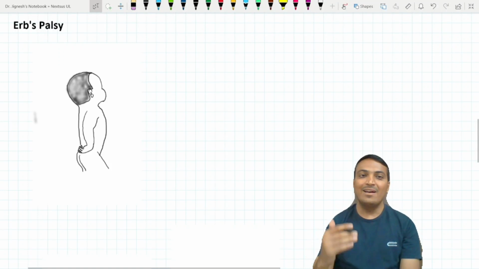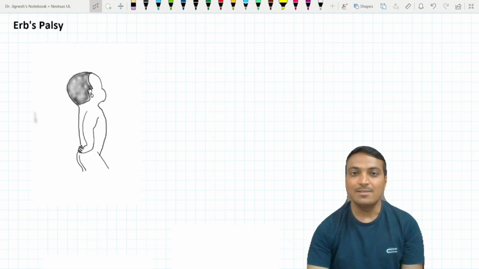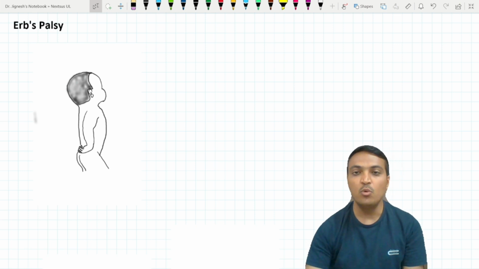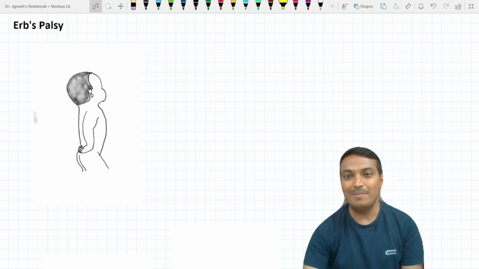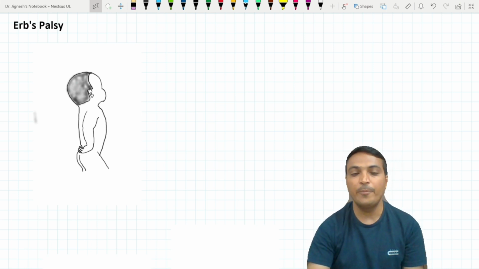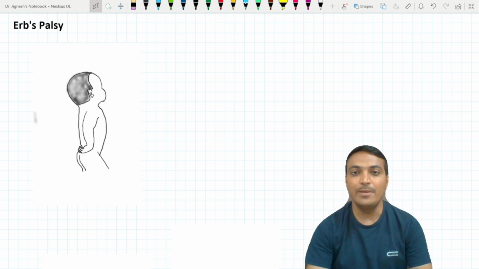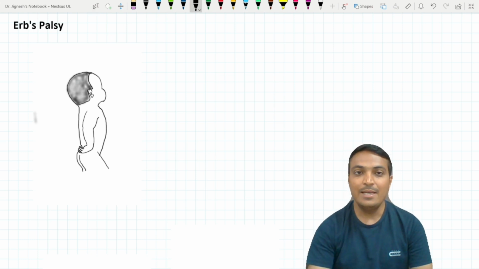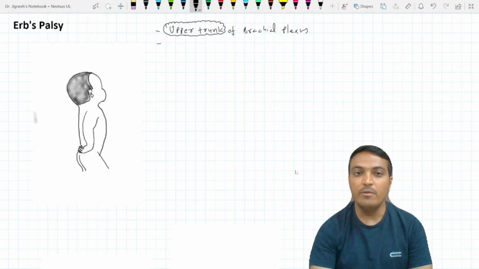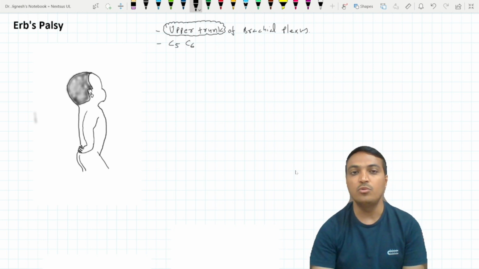Now let's see the clinical anatomy concerned with the brachial plexus. I recommend all of you to see the anatomy of the brachial plexus before viewing this video. So first and most important palsy concerned with the brachial plexus is the Erb's palsy. This Erb's palsy occurs because of the injury to the upper trunk of the brachial plexus. So the nerve roots involved within this Erb's palsy are the C5 and C6 nerve roots.